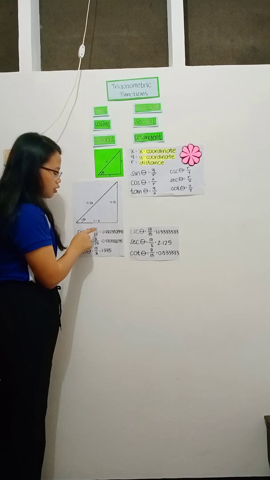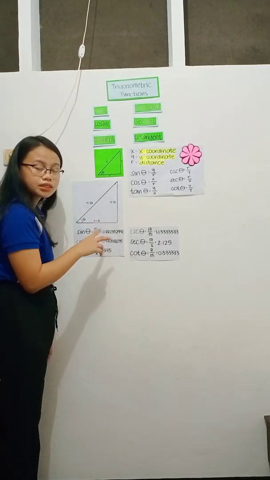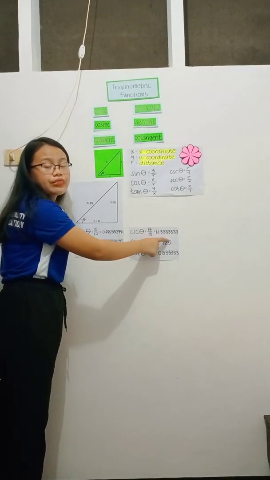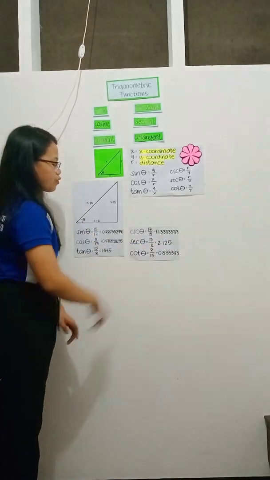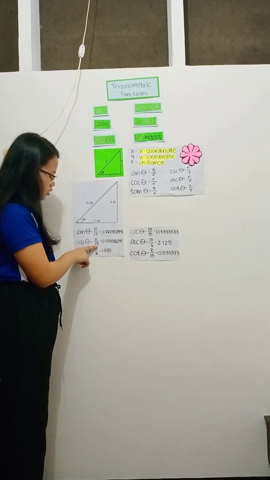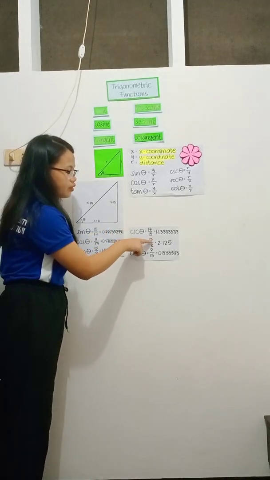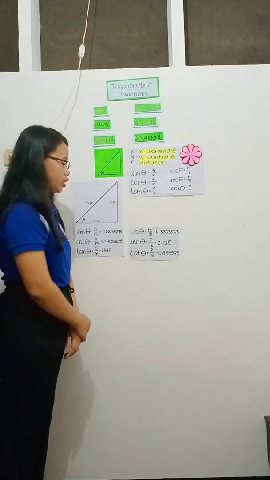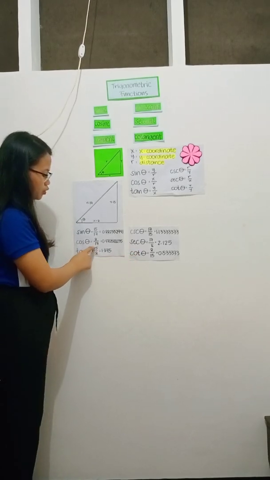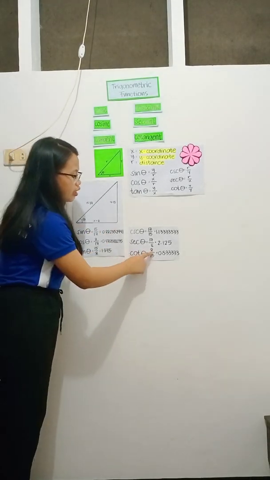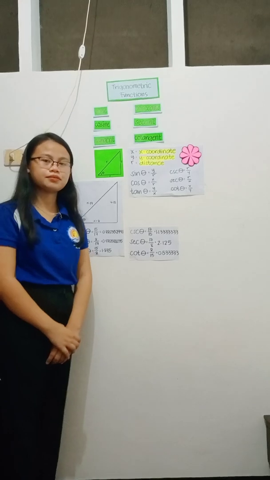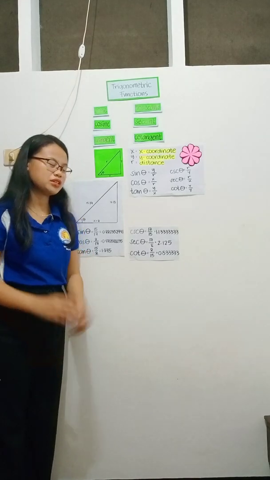From 15 divided by 17, the reciprocal is 17 divided by 15, then we'll get the answer 1.1333333. For secant, from 8 over 17, the reciprocal is 17 over 8, and we'll get the answer 2.125. And lastly, for cotangent, from tangent, which is 15 over 8, the reciprocal is 8 over 15, then we'll get the answer 0.533333. Understood? Easy.